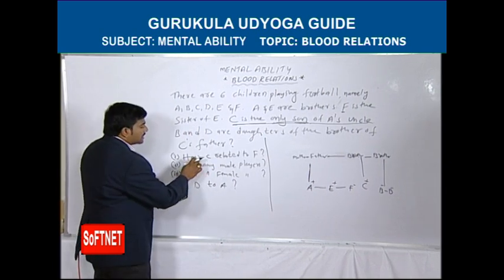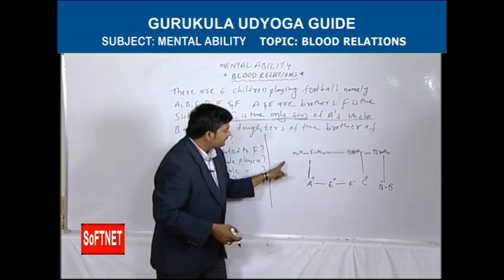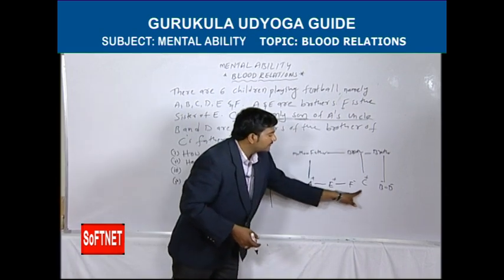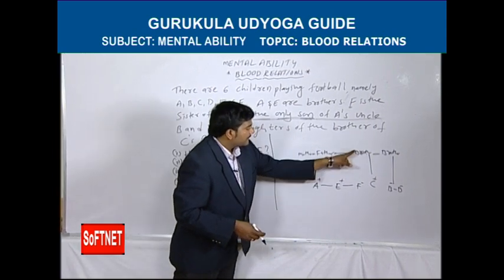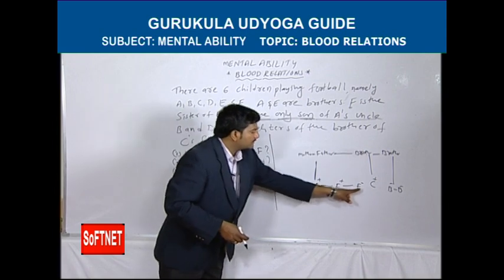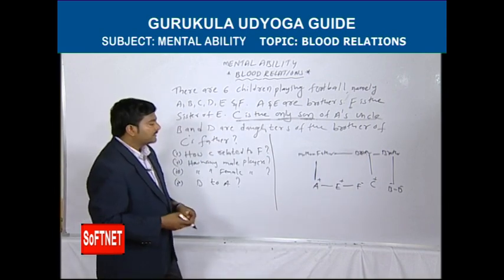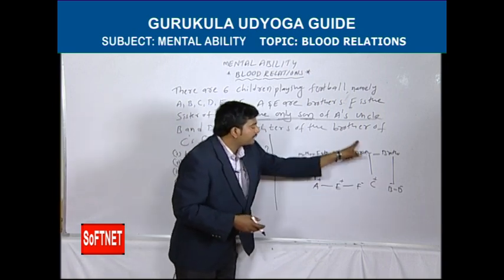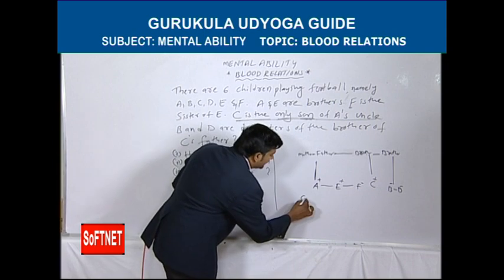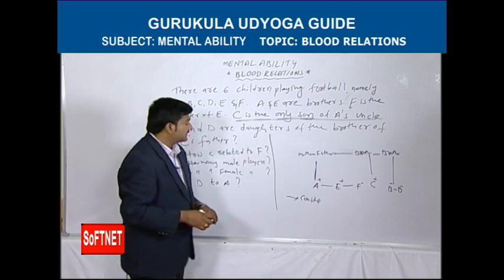Now the first question: how is C related to F? Tell me how C is related to F. The relation between C and F is very clear. Indirectly, we can say cousin.